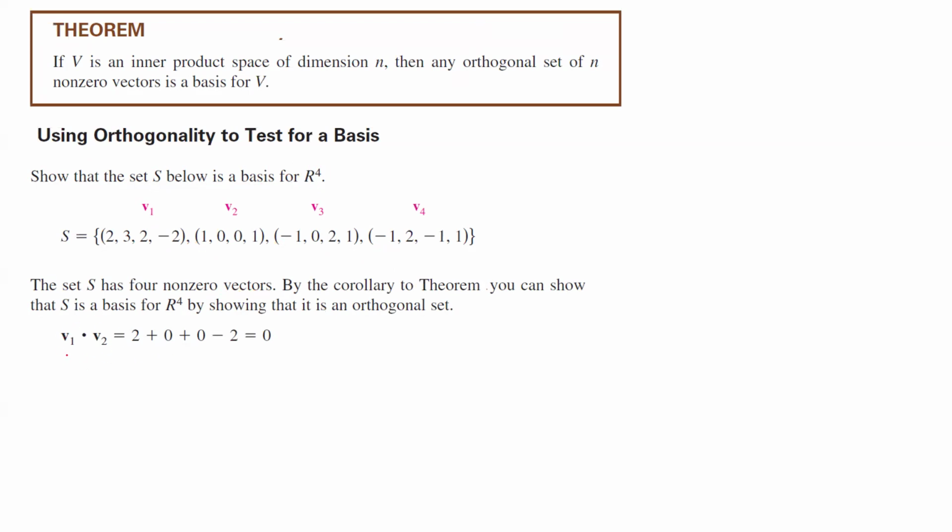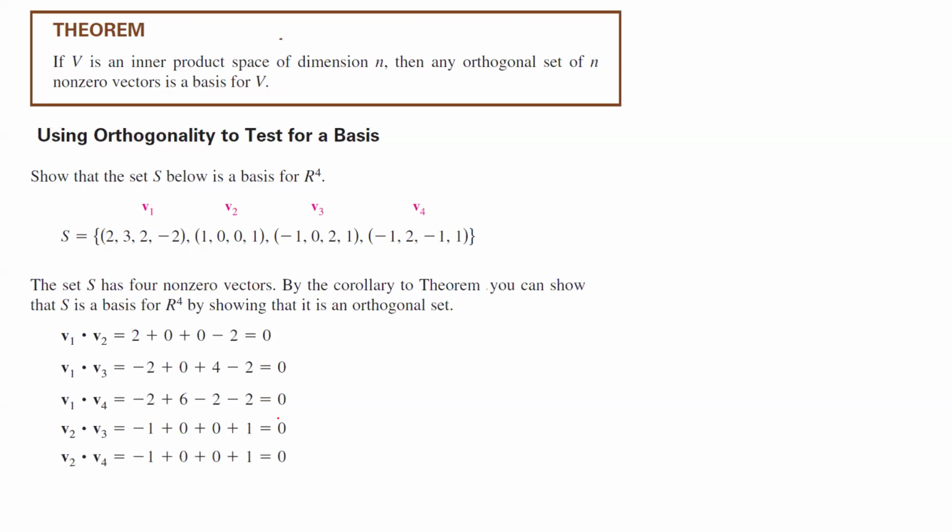If you find the dot product between v1 and v2, 2 times 1, 3 times 0, 2 times 0, negative 2 times 1 becomes 0. v1 and v3, the dot product between these two, 2 and negative 1, 3 and 0, 2 and 2, negative 2 and 1. It is also 0. v1 and v4, 2 and negative 1, 3 and 2, 2 and negative 1, negative 2 and 1 is also 0. v2 and v3 become 0 as well. v2 dot v4 is also 0.